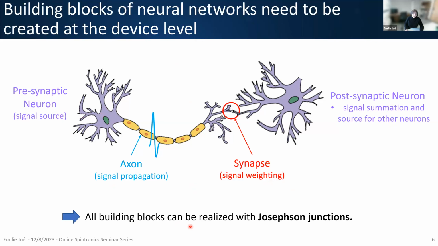It turns out that all the building blocks that I described here, the neuron, the axon, and the synapses, can be realized with a superconducting device that is a Josephson junction. So don't worry if you don't know or don't remember what a Josephson junction is. I'm going to make sure to remind you of the properties that you need to know.